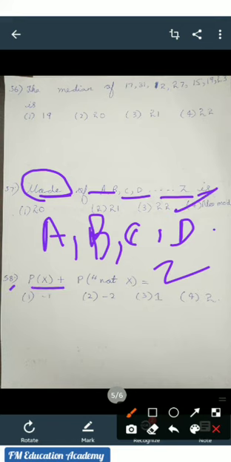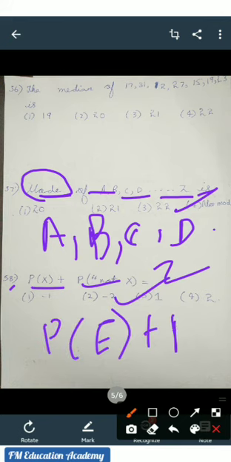58th question. P of x plus P of not x is 1. Why? Because we know P of e plus P of not e is 1. Similarly, P of x plus P of not x is also 1.